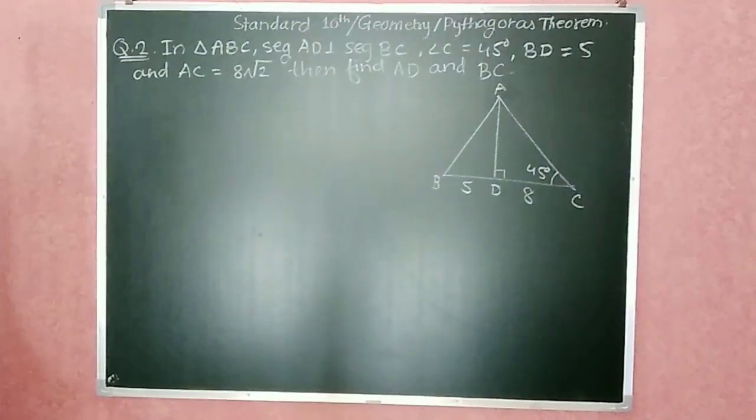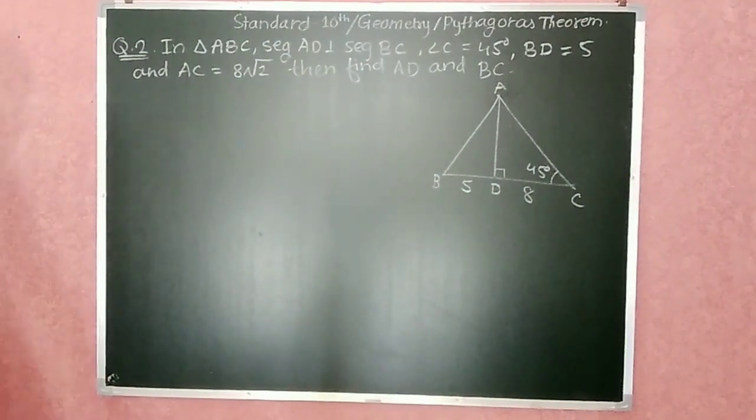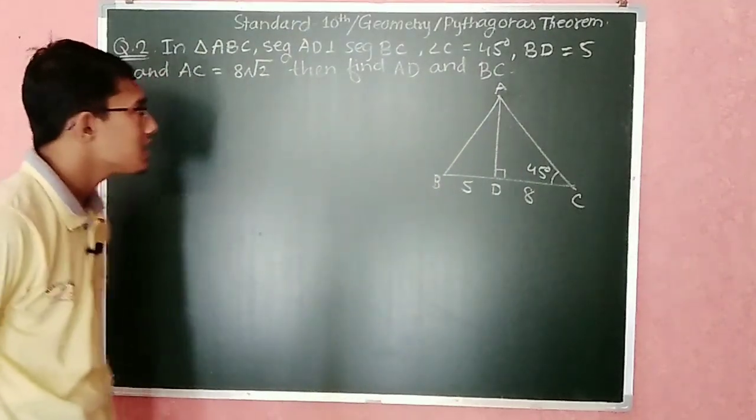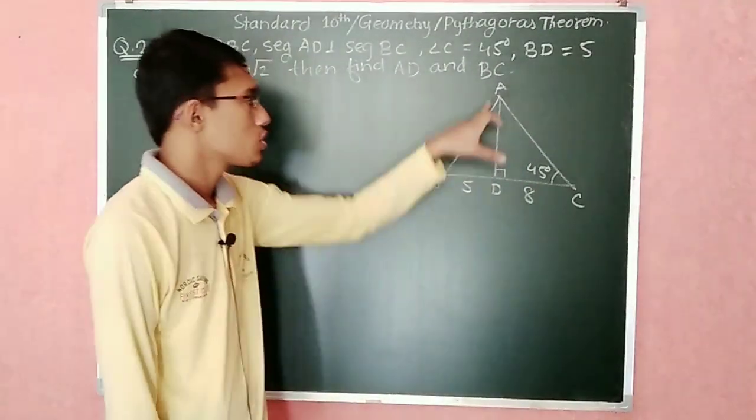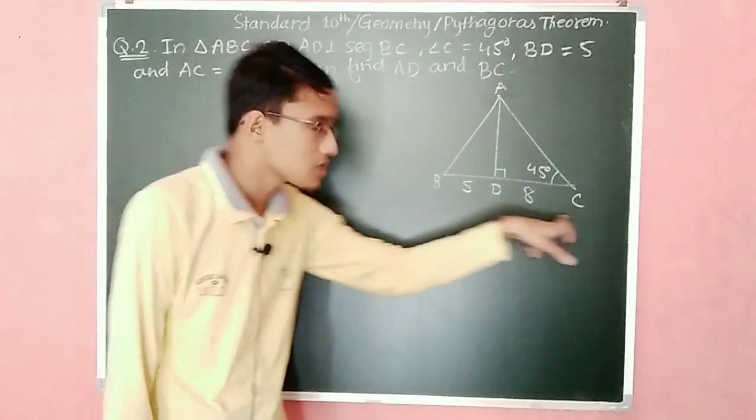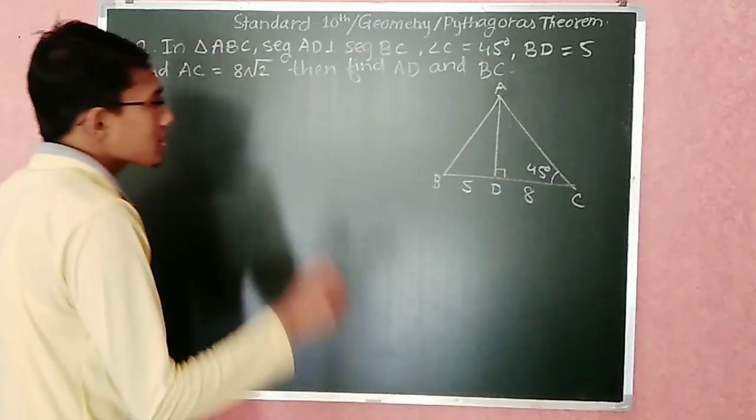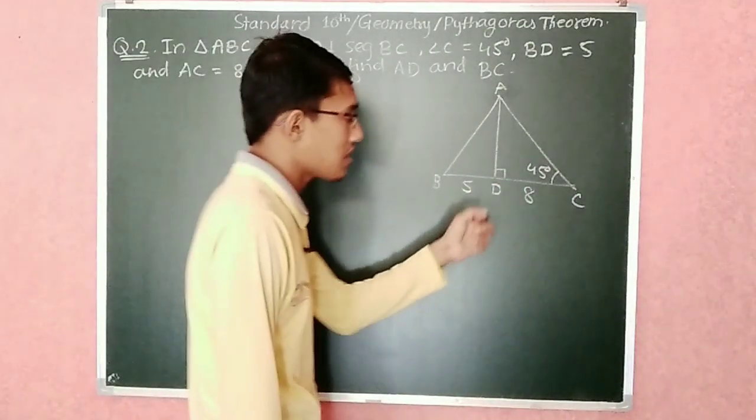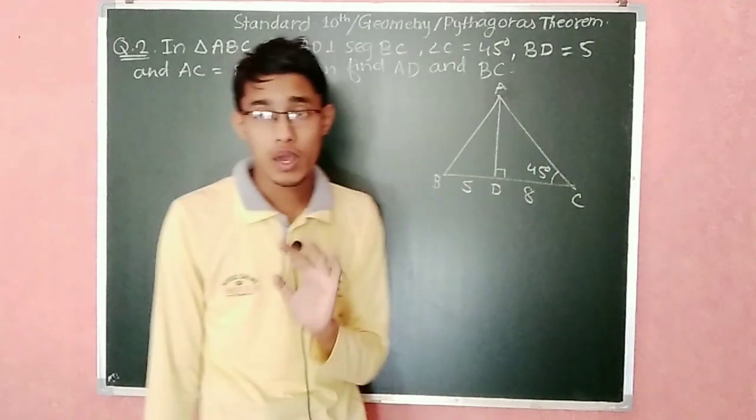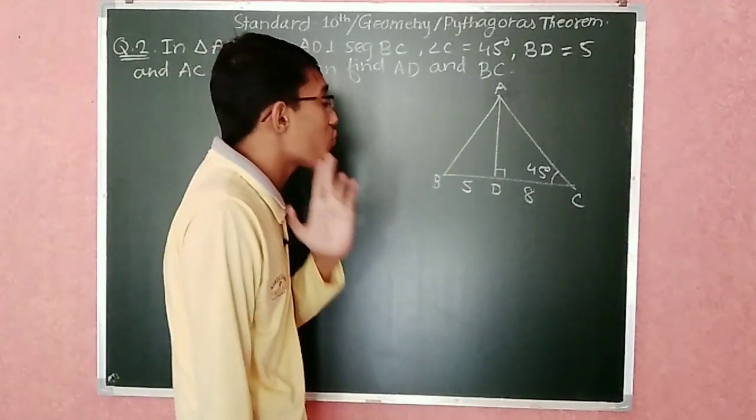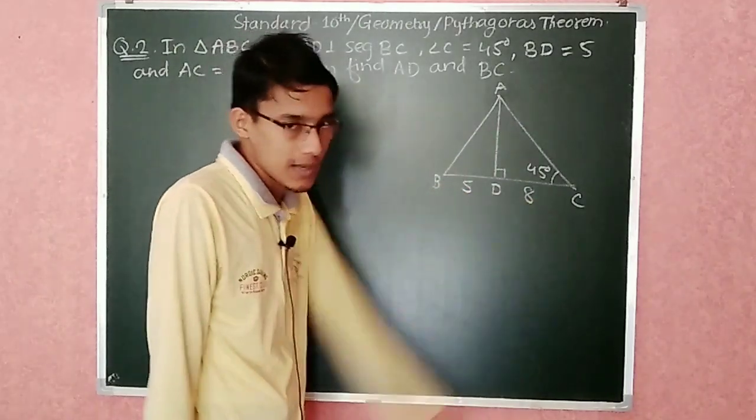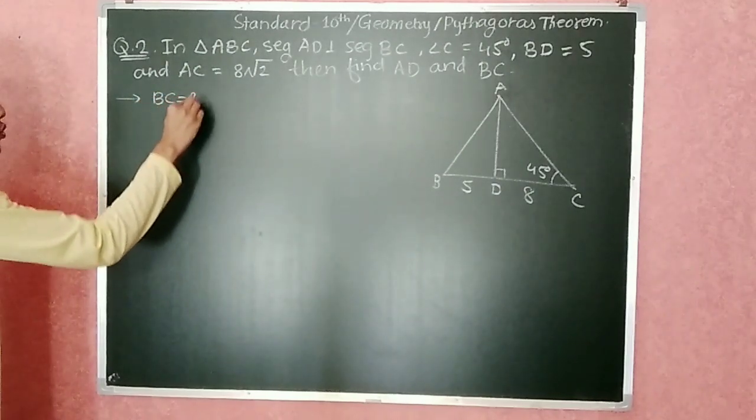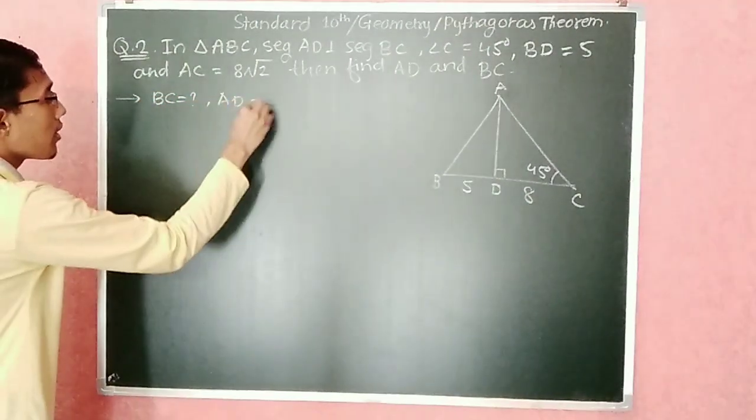So now we are going to see question number 2. In triangle ABC, segment AD is perpendicular to segment BC. Angle C is given 45 degrees, the value of BD is given 5 and the value of DC is given 8. What we have to find is the value of AD and BC.